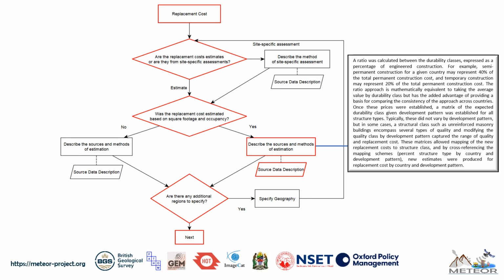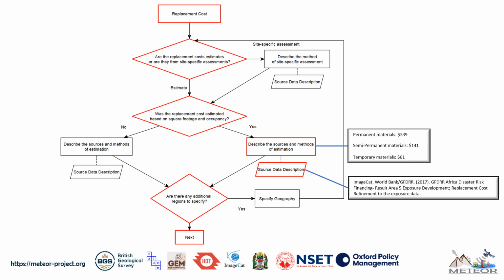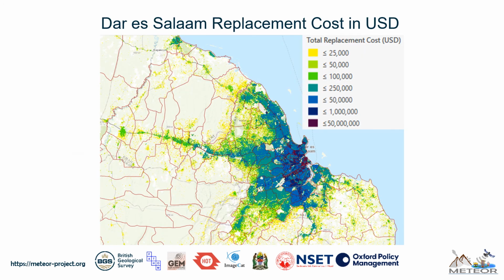Once these prices were established, a matrix of the expected durability classes given development pattern was established for all structural types. For Tanzania, the permanent material replacement cost was $339 US, the semi-permanent is $141, and the temporary material replacement cost is valued at $61 US. Here we have the estimated replacement cost values for Dar es Salaam.